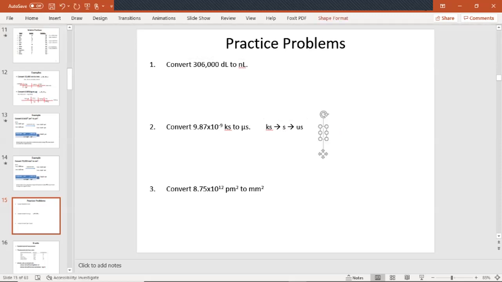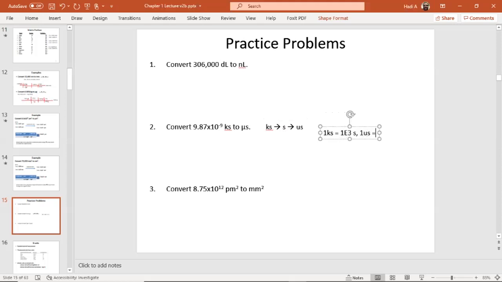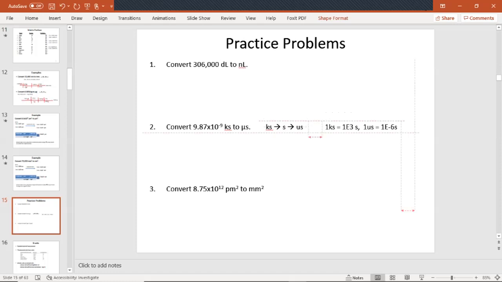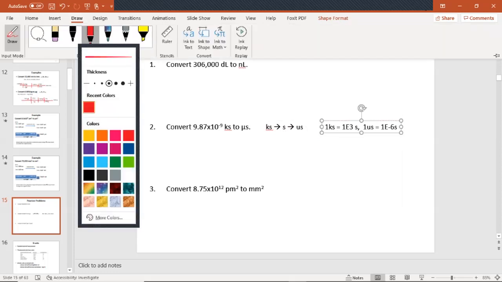And we know from our table that 1 kilosecond is 10 to the 3 seconds, and 1 microsecond is 10 to the negative 6 seconds. So these are the two conversion factors we're going to use. So now we draw our train track.